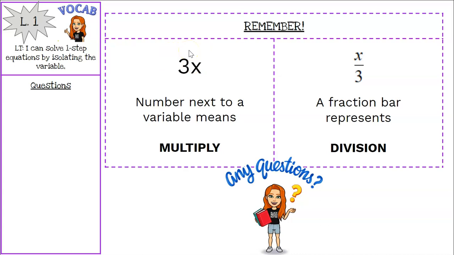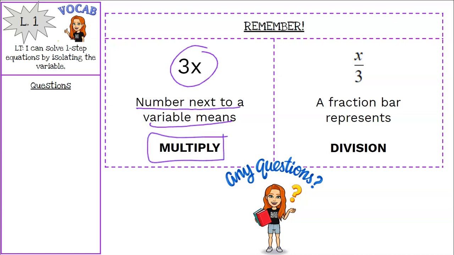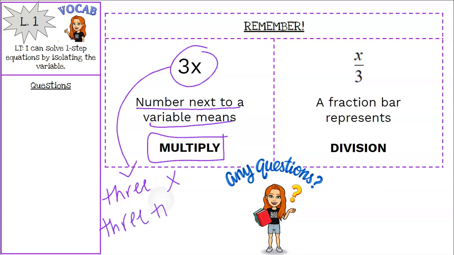All right, remember that this 3x, a number next to a variable, means multiply. So this we can read two ways. We can read it as 3x, or we can read it as 3 times x. Those are the two ways we can read it. Both of them are accurate. This one just reminds you, hey, we're multiplying.